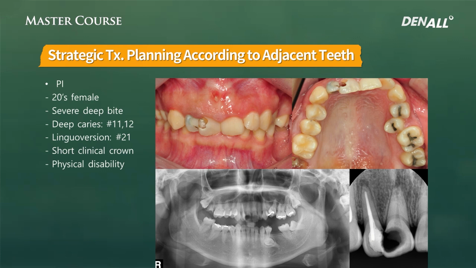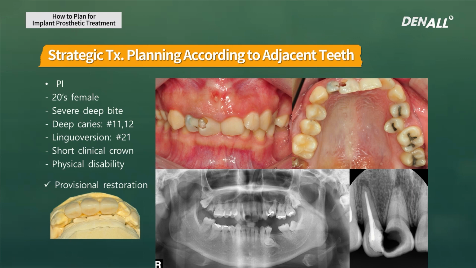Number 21 had a very deep bite and the lingual version was extreme. I wondered if it was possible to make an implant prosthesis that would be in balance with this. It was very difficult to make a decision. Considering various factors, I decided to strategically extract number 21. Number 11 would be a pontic, and the 2 implants will be placed in number 12 and 21.